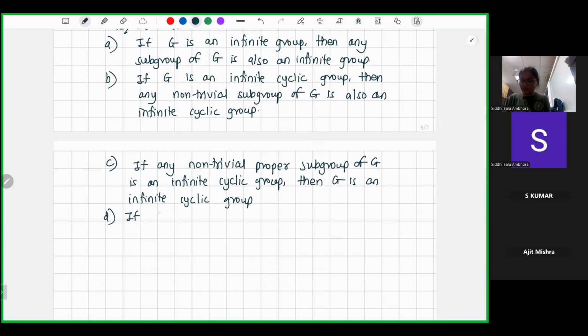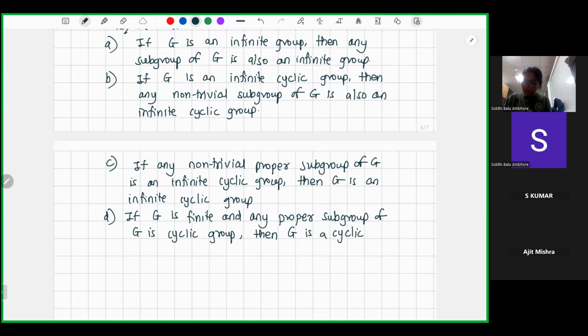I'm making these options visible to all. Fourth: if G is finite and any proper subgroup of G is a cyclic group, then G is a cyclic group. So any guesses which one is true, which one is false, and so on.